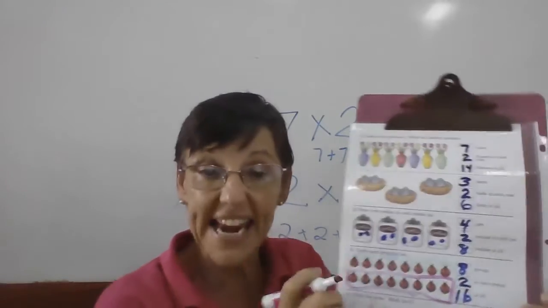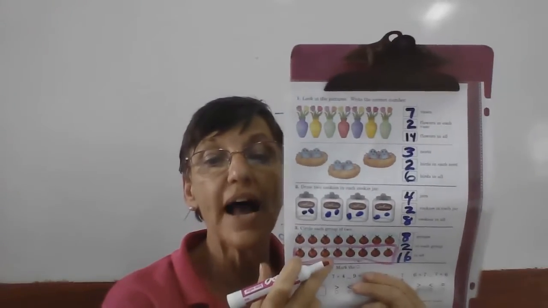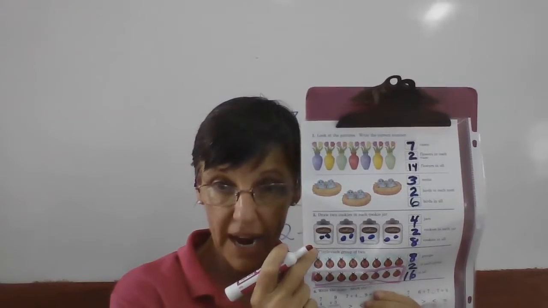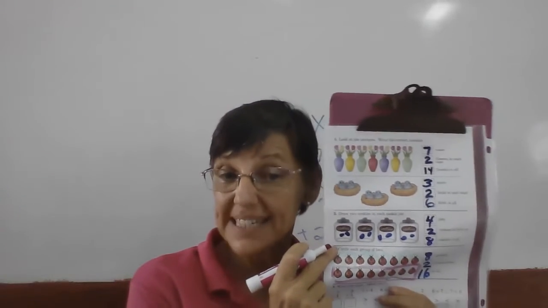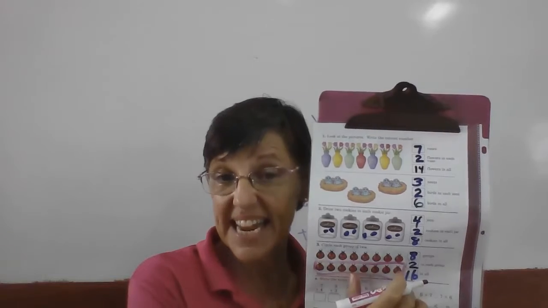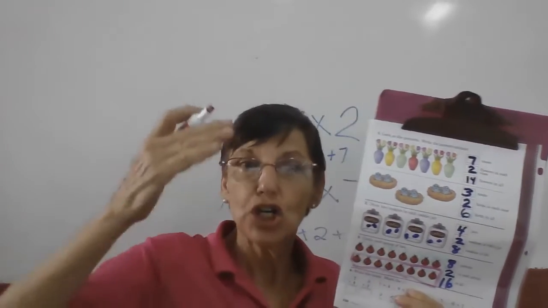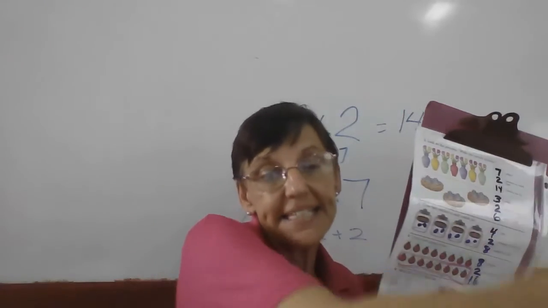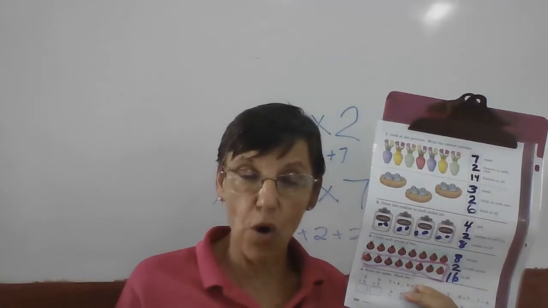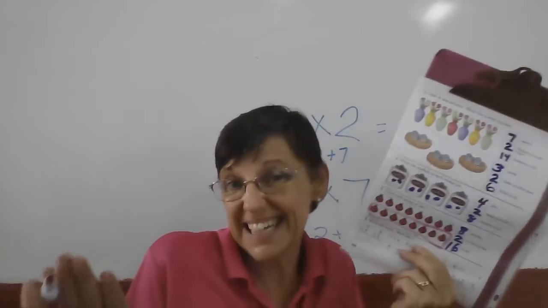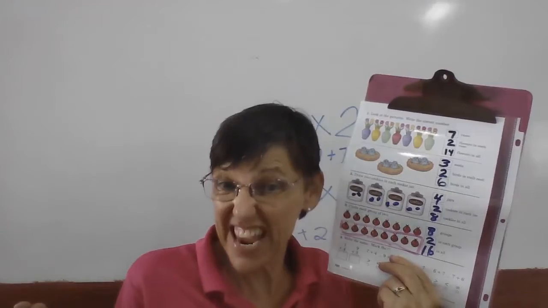How many groups of 8 do we have? 2 groups of 8, right? And 8 plus 8 is 16. So we say 2 times 8 is 16, or 8 times 2 is 16. It's the same thing, isn't it?